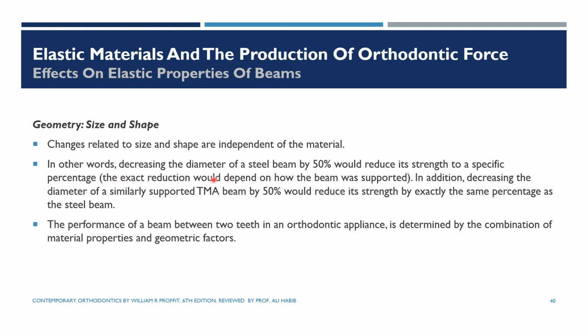However, the exact reduction percentage, although it's similar between the two, will depend greatly on how the beam was supported. Is it supported on each side, or is it a cantilever spring model? And the performance of the beam between two teeth in an orthodontic appliance is determined not only by the geometry, but also by the properties of the material itself.